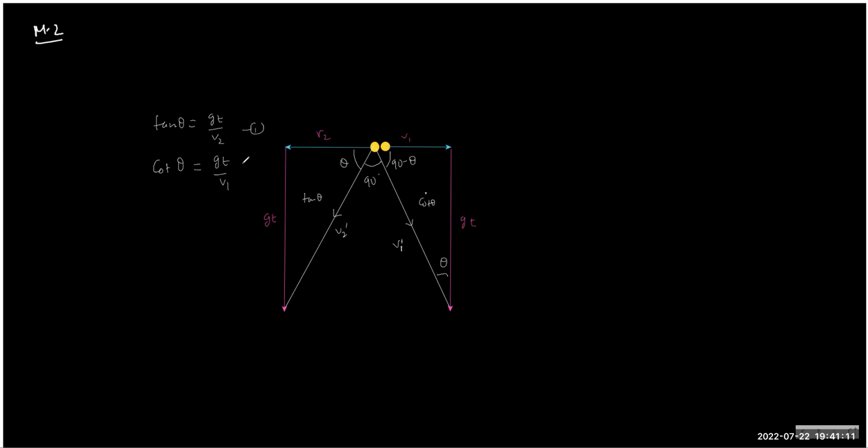Multiply, and it will have magic. Tan into cot. Vanish. G square T square by V1 V2. I am doing the multiplication of 1 by 2. And see, I'm done. It turns out to be the same answer, right? So the T turns out to be root V1 V2 upon G. Am I right? Yes. Hmm.